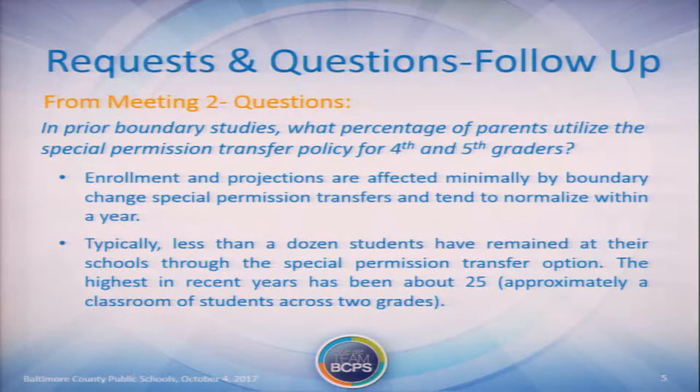Usually within about a year, things start to settle down and go close to what was intended and planned. Typically, less than a dozen students have remained at their schools throughout the special permission transfer option, and the highest in recent years has been about 25, approximately a classroom of students across two grades. So it varies from place to place and from school district to school district, but in this case, you don't have a very high rate, such as 100% of the students who are impacted staying and using that special permission transfer provision.